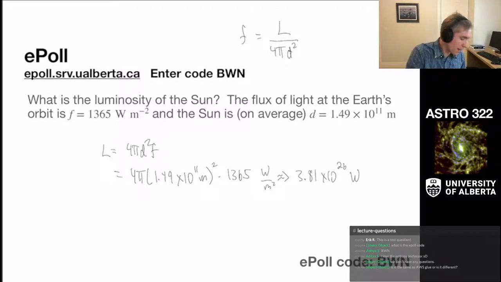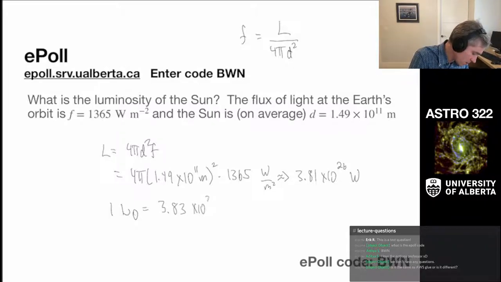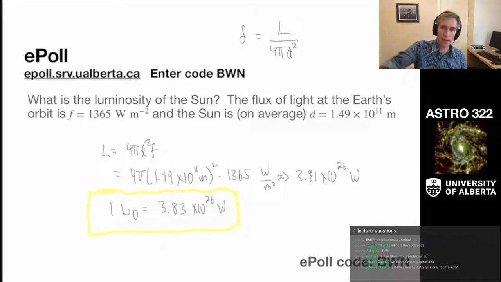This is very close to the International Astronomical Union, IAU, definition for one solar luminosity, which is 3.83 times 10 to the 26 watts. And that is what I am hoping that you will have in your head by next Friday. The slight difference here is because of lack of precision and me using a slightly outdated value of the solar constant. Anyways, that's the result there. Were there any questions?